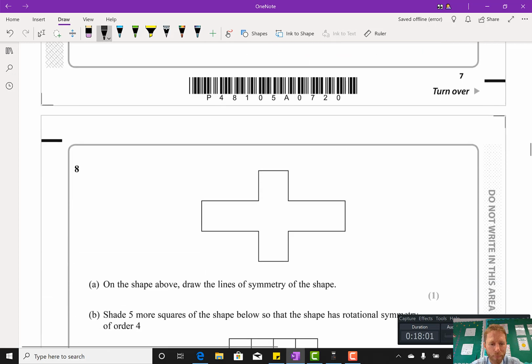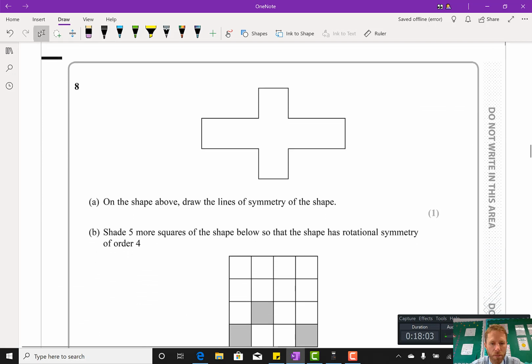Question 8. On the shape above, draw the lines of symmetry of a shape. So the knowledge I need, lines of symmetry. I need to understand that symmetry is a reflection, so one side is exactly the same as the other. I'm sure there is a ruler tool on here, but I haven't found it. So if I put a line of symmetry down the middle, this side will fold onto this side, no problem.